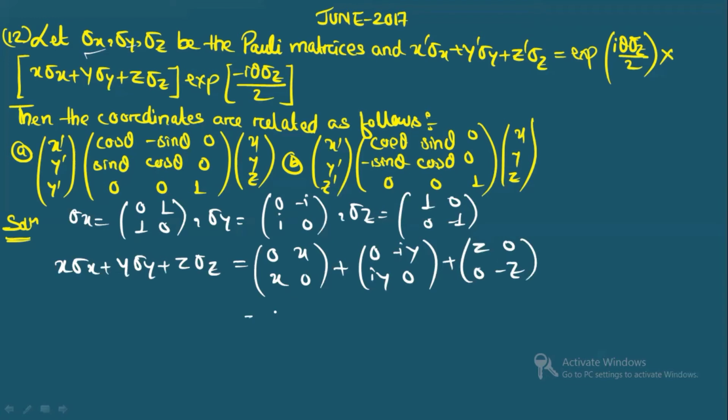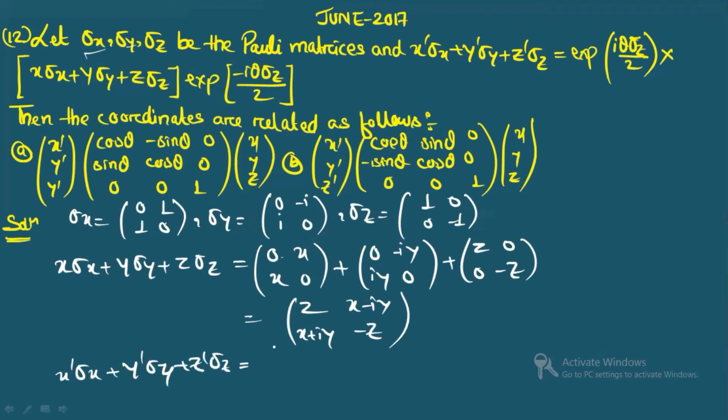Clear? So this will further give you, if you do addition, z here, x minus iy here, again x plus iy here, and minus z here. All right, so this is what you are getting. Similarly, if you find x prime sigma x plus y prime sigma y plus z prime sigma z, you will get the same form. This will be z prime, this is x prime minus iy prime, this is x prime plus iy prime, and this is minus z prime.